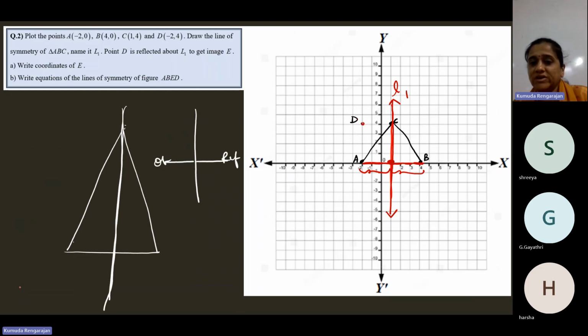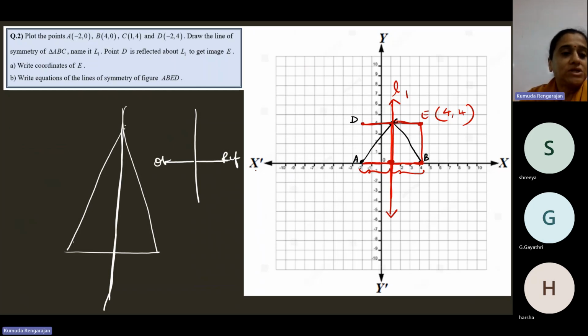So what's the distance? D is the object, seeing its beauty in this mirror l1. What's the distance of this point from the mirror? 1, 2, 3. So where will the reflection be? Will it be here? No, it'll be bang opposite. So see here, 1, 2, 3 from D to the mirror, so go 1, 2, 3 behind the mirror. So this is E. Write the coordinates of E. Below here is 4, and above here it's 4. So 4, 4, children.